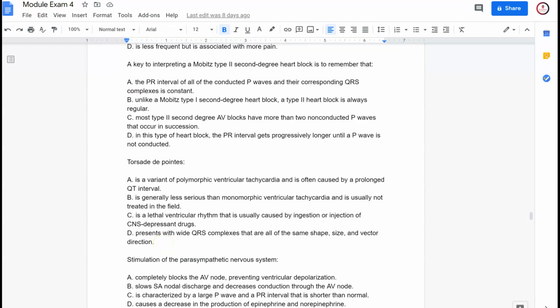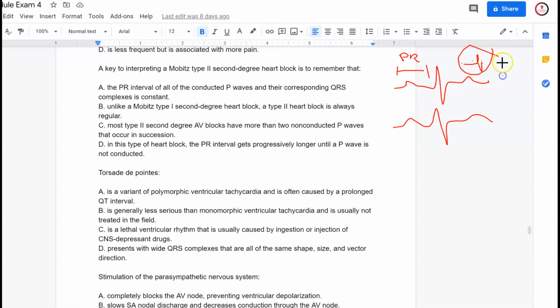The key to interpreting the Mobitz type 2 second degree block is to remember, right? So let's just remember that the Mobitz type 2 is, right? And then the next one looks like there's no winky back. It's a consistent PR interval with all of a sudden a dropped QRS that's missing.